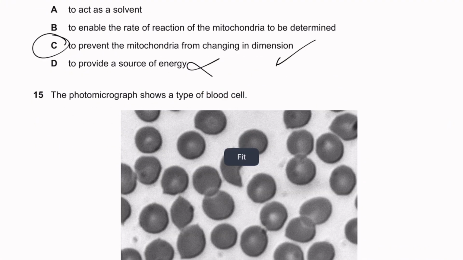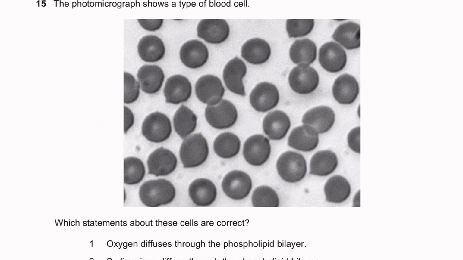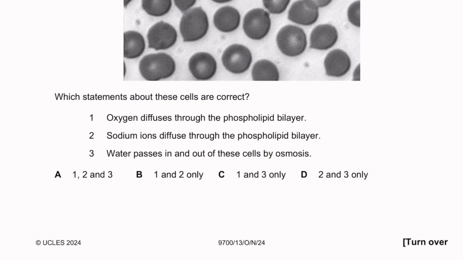Now, the photomicrograph shows a type of blood cell, so you can see we have a red blood cell over here. He said which statements about these cells are correct. Now, some of them actually have burst around here for some reason, but the rest are perfectly normal. Now, which statements? Oxygen diffuses through the phospholipid bilayer. That is definitely true. Oxygen diffuses through the phospholipid bilayer.